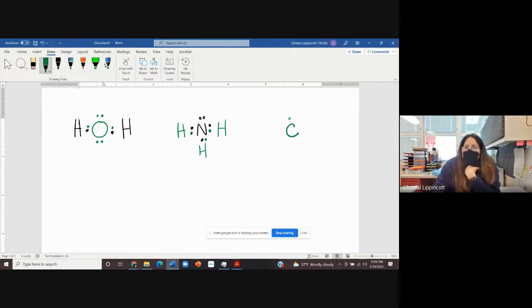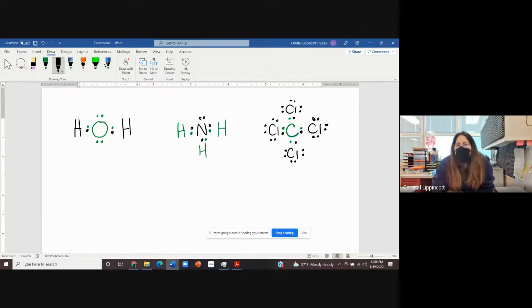CCl4, C has 4 electrons. Chlorines then have 7. So there's my 1 chlorine. I'm going to do my next chlorine here. And my next one. And my last one. Okay. Any questions on those 4 before we get into something a little bit trickier?